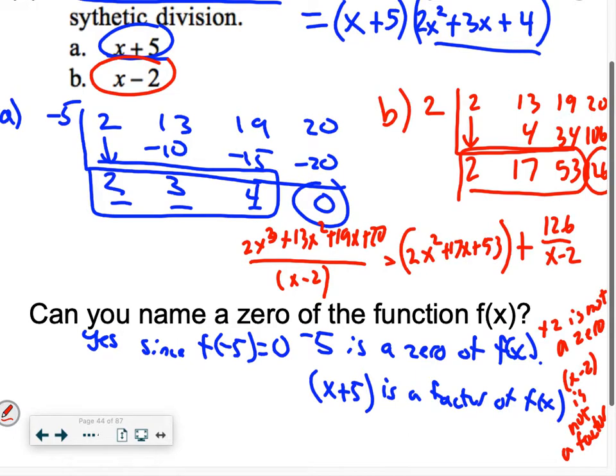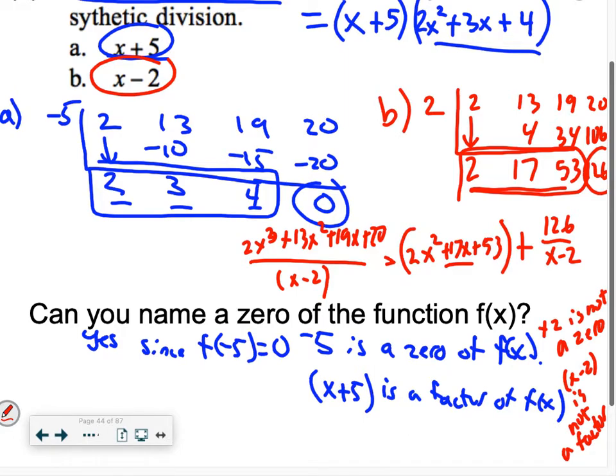Yep? Okay, so like the 2x squared plus 17x, so like that whole thing. That's what you get if you did long division? Yeah, and I was actually just going to do that.